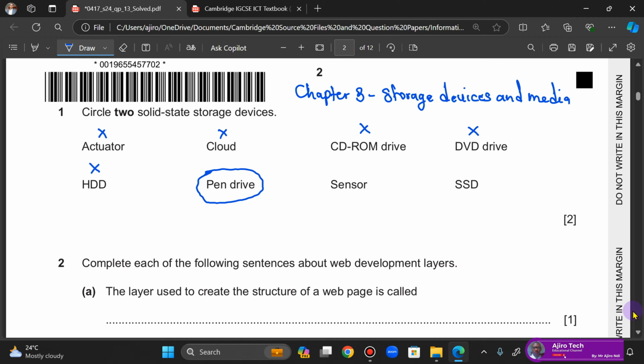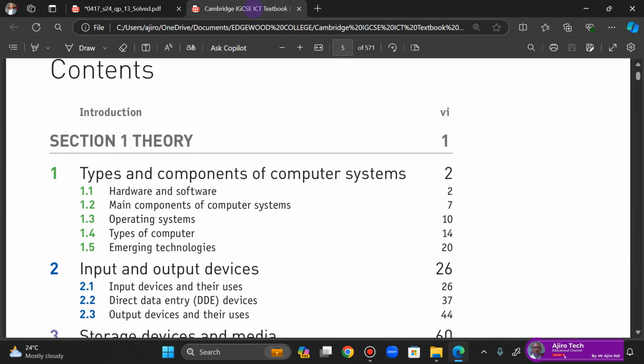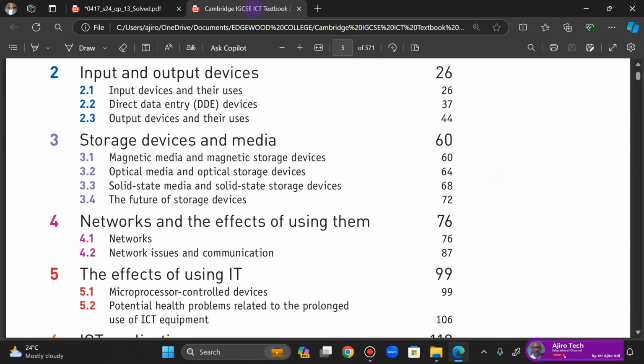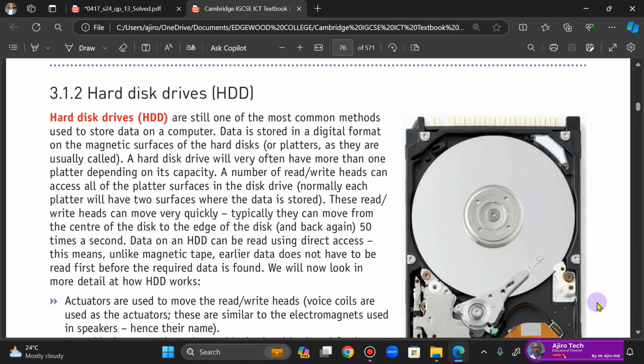Sensor is an input, so it's not this. And we have the SSD, okay? So this is very, very important. Now, you will see this here in chapter 3. And this is the beauty really about Ajiro Tech, because we don't just solve a past paper, we also teach you, okay? So you see it here.